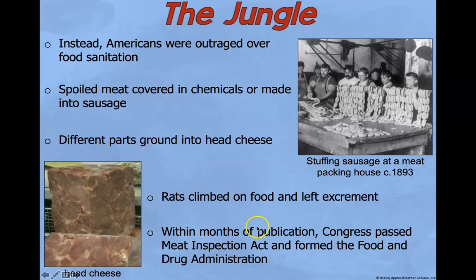Within months of publication of The Jungle, Congress passed the Meat Inspection Act, and they formed the Food and Drug Administration, or the FDA. Now, one of the things you can do is look up the FDA. They have a website. And there are certain things even now that you need to know. For example, whenever a news story comes out that says we have an outbreak of E. coli possibly ruining this group of food that was produced here, that usually comes from the FDA. They're trying to announce it to make sure the public is not harmed.